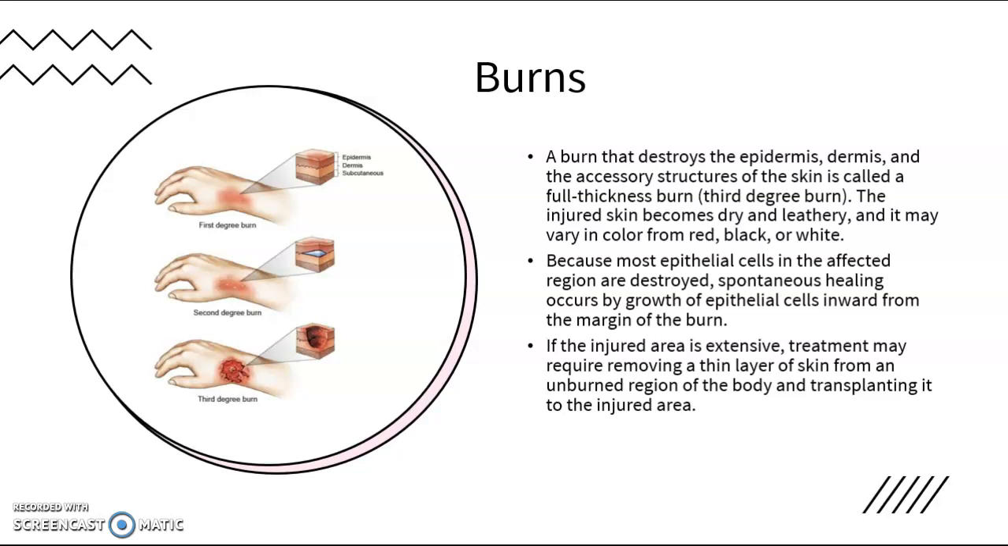Because most epithelial cells in the affected region are destroyed, spontaneous healing occurs by growth of epithelial cells inward from the margin of the burn. If the injured area is extensive, treatment may require removing a thin layer of skin from an unburned region of the body and transplanting it to the area. Right here in the picture, the third hand underneath is a picture of a third-degree burn. You can see it's pretty bad compared to the other burns.